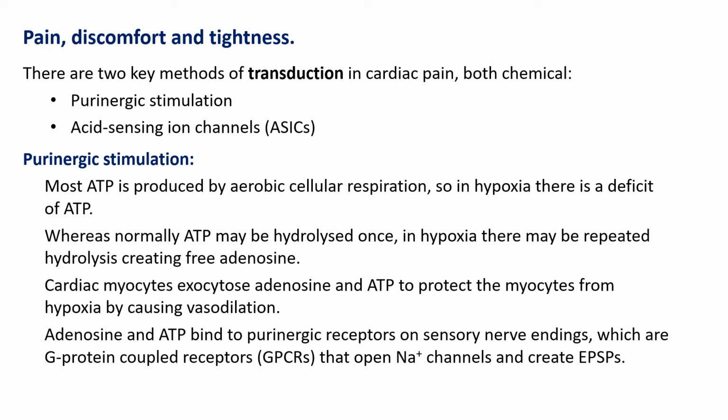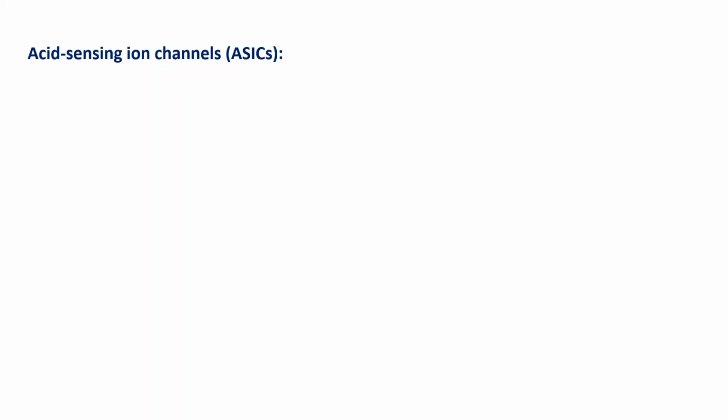When released, though, in terms of pain, remember we're talking about pain here, adenosine and ATP bind to purinergic receptors on sensory nerve endings. These receptors are G protein coupled receptors, our old friend the G protein. That G protein, activated alpha subunit, remember, opens sodium channels. When it opens sodium channels, sodium influxes, and we get an EPSP, excitatory postsynaptic potential. Which brings us on to our other receptors that are found on acid sensing ion channels.